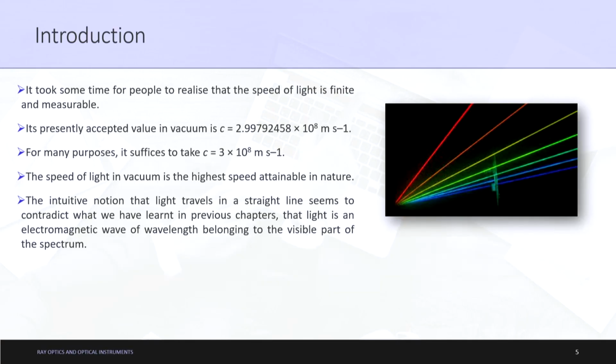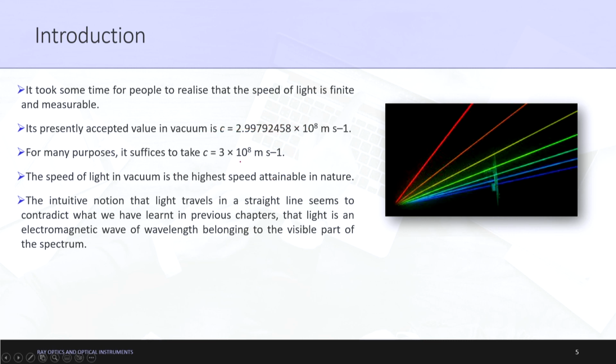The presently accepted value in vacuum. Please make sure it is in vacuum, not in any medium. In vacuum, c is equal to 2.99792458 × 10^8 meters per second. Or for general calculations, we may take it as c is equal to 3 × 10^8 meters per second. So this is the speed of light.